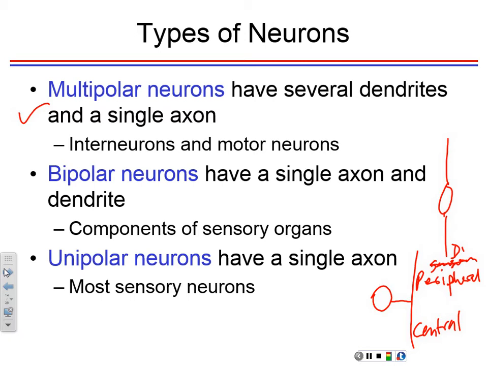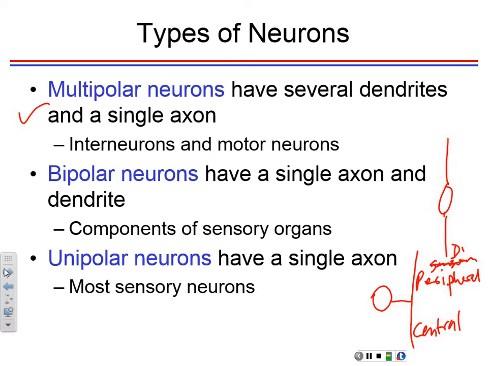So it's one process, yes, but it's got a part that gathers information, called the peripheral process, or peripheral branch, and then the central branch is the one that will conduct the information to the central nervous system. Okay, so that's unipolar. Again, mostly sensory for the special senses: sight, hearing, balance, and smell.